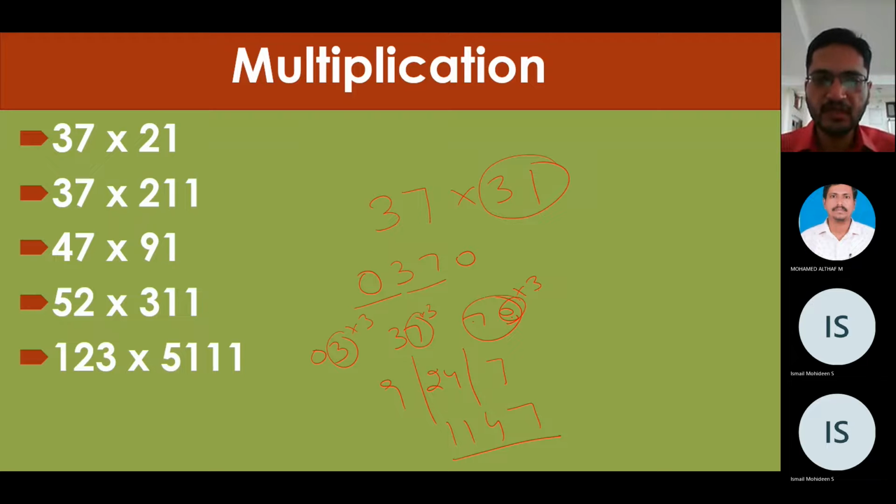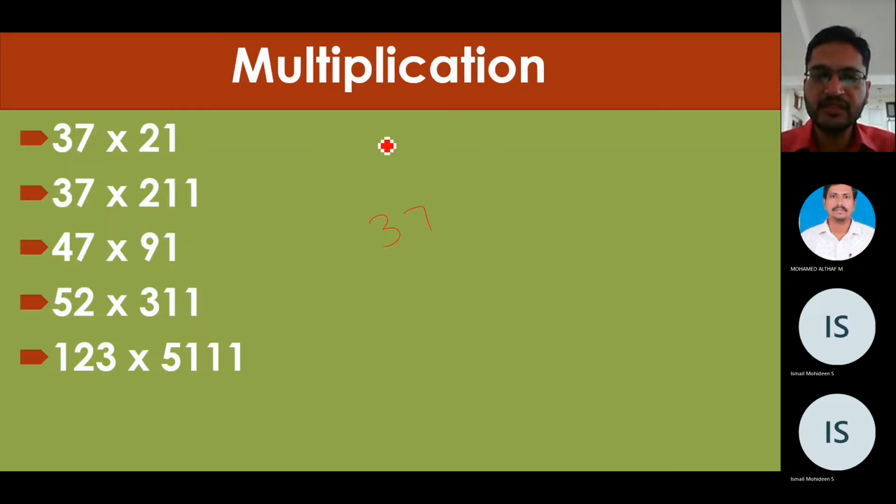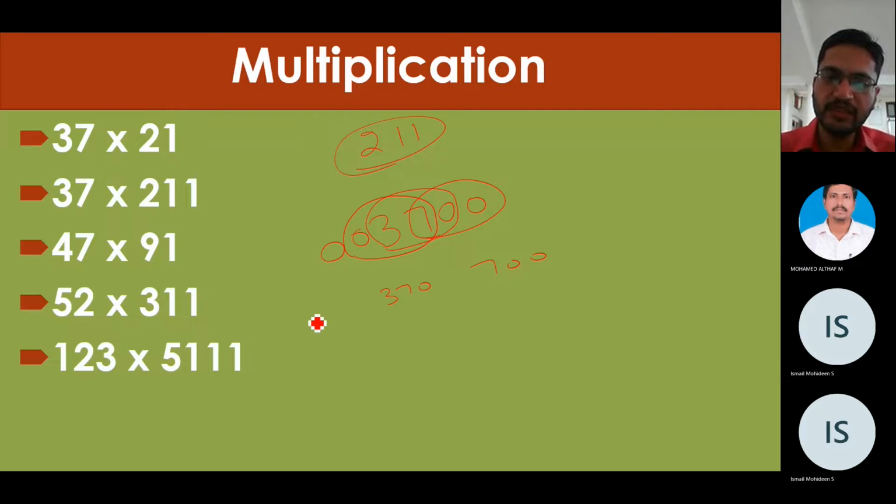1147. Now next, if we are to multiply 37 with 211, here we have 3 digits. So I will write 2 zeros in the last and 2 zeros in the first. Now I will make pairs of 3 digits: 700. Next pair will be 370. Next is 037. Next pair is 003.